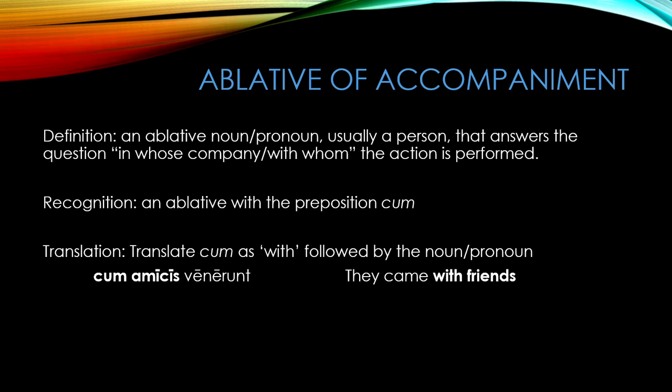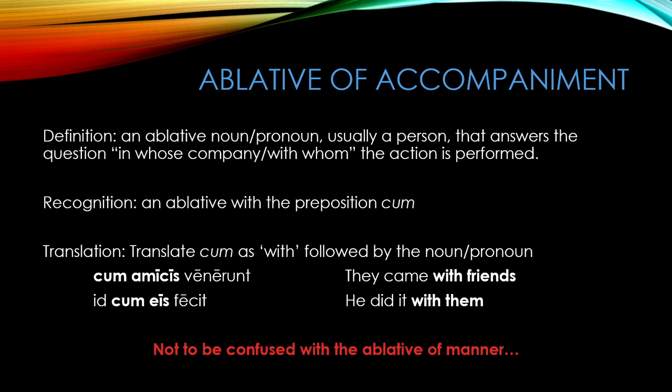In the sentence, cum amicis venerunt, they came with friends, cum amicis is the ablative of accompaniment and is translated as with friends. In this sentence, id cum eis fecit, he did it with them, cum eis is the ablative of accompaniment and is translated as with them. This use of the ablative is easily confused with the ablative of manner, as you will see on the next slide.